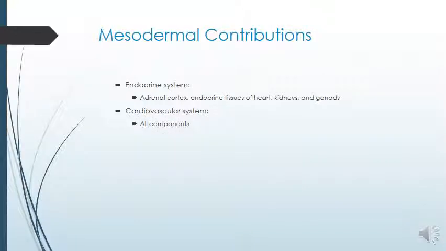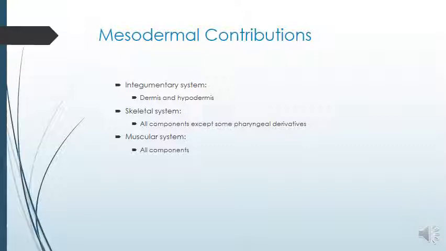All the neural tissue, including brain and spinal cord of the nervous system, are from ectodermal contributions. If we look at the mesodermal contributions, we see that they consist of parts of the endocrine system, which consists of the adrenal cortex, the endocrine tissues of the heart, the kidneys, and the gonads, as well as all components of the cardiovascular system. Other mesodermal contributions are the integumentary system and the components of the dermis and the hypodermis, the skeletal system, all components except some pharyngeal derivatives, and all components of the muscular system.